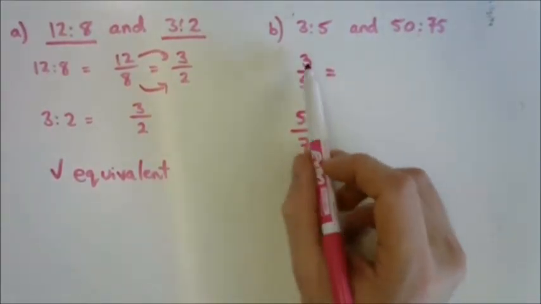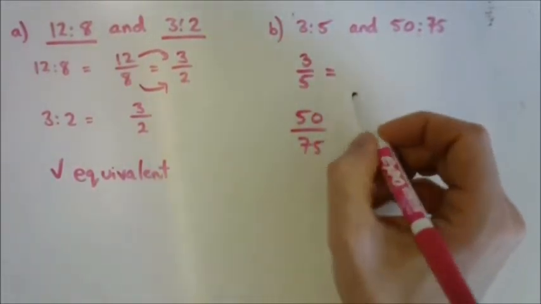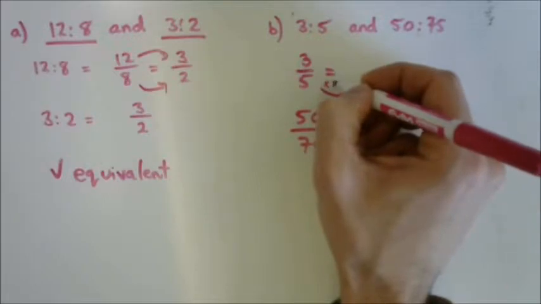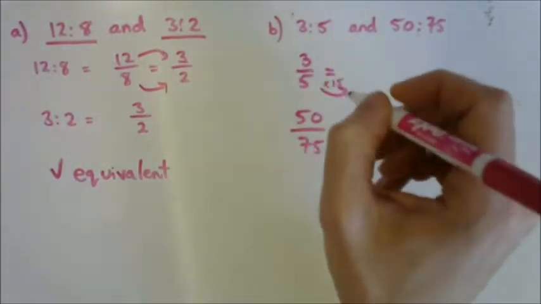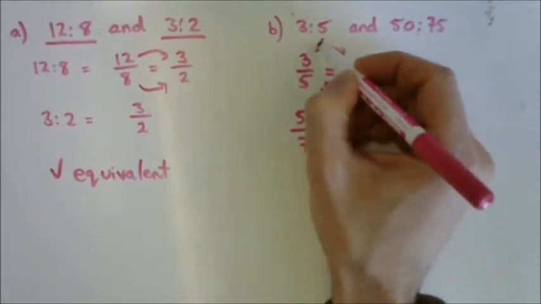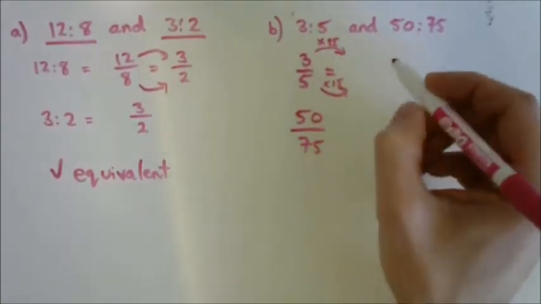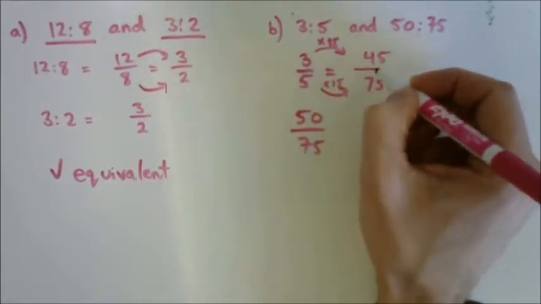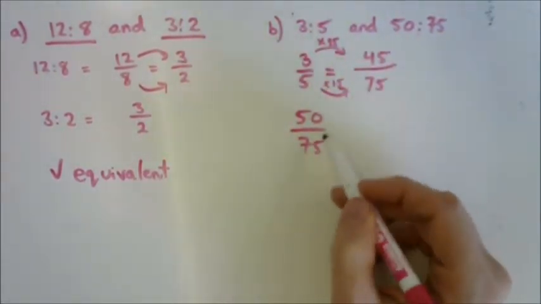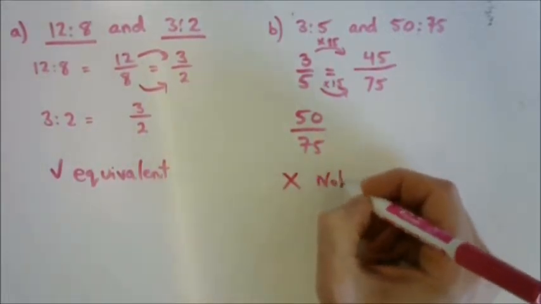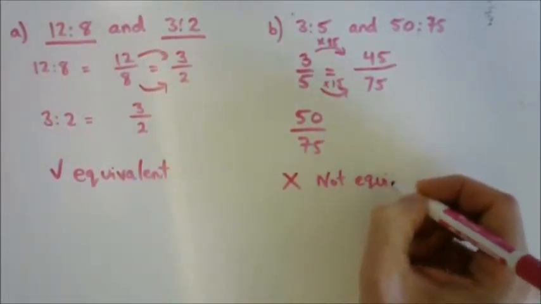But what happens to this guy? Well, in order to get a denominator of 75, what do we have to multiply by? 10. It's okay, it's 15. And if we do that to the bottom, we have to do the same thing to the top. So we end up with 45 over 75. Are they equal? No. So we say not equivalent.